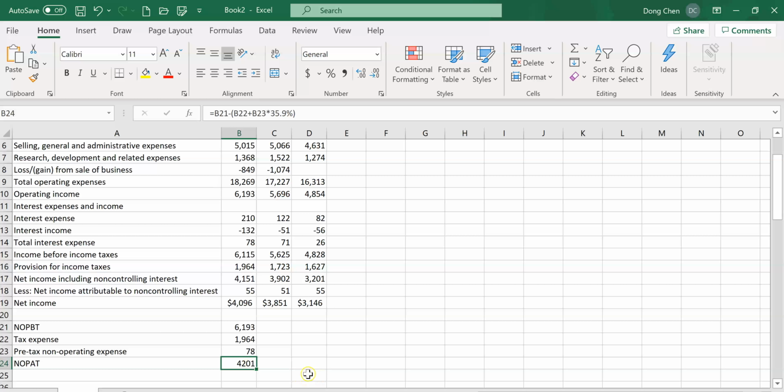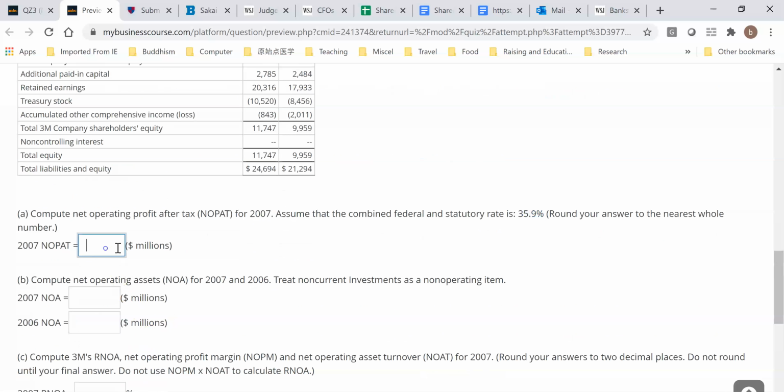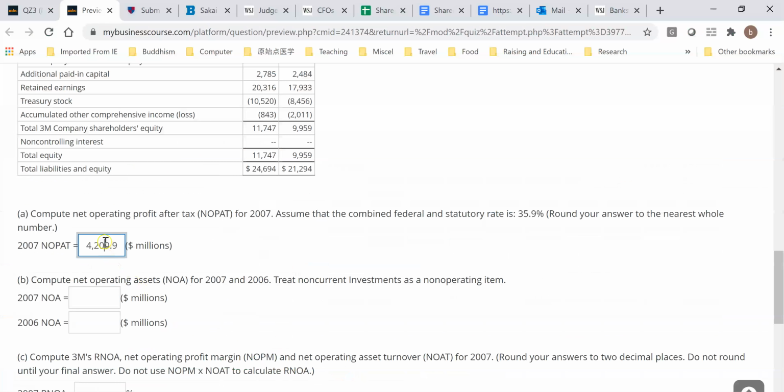So now just copy the number back for the first part, NOPAT. Actually, I need to do this. Looks like I need to do this manually.